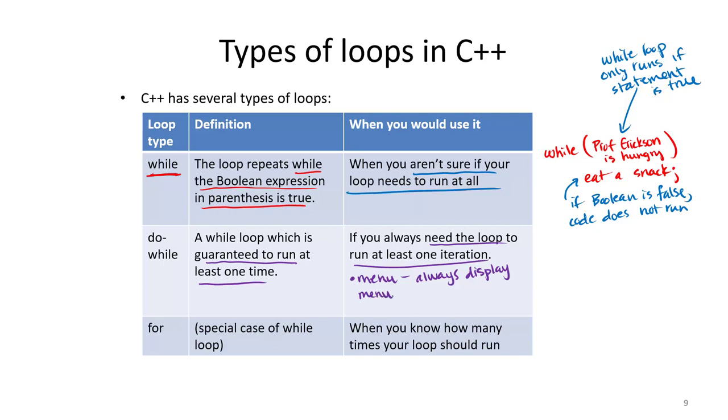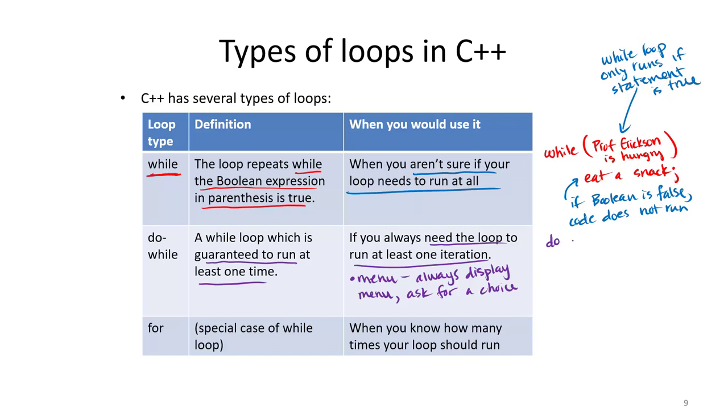Now that way, the loop will always run at least once and display the menu, and ask for a choice. That way, no matter what, the menu is going to display, even if the user might immediately choose to exit the loop, and then the loop only runs once. A do while loop will always run at least one time.